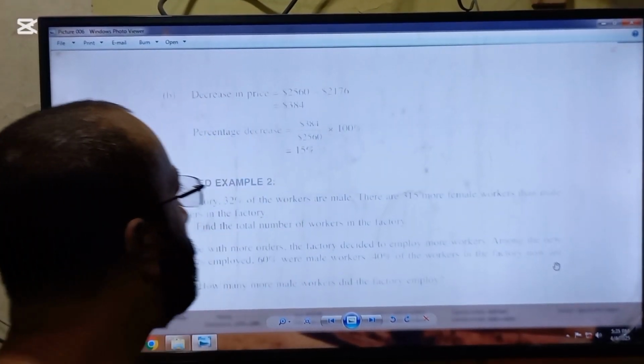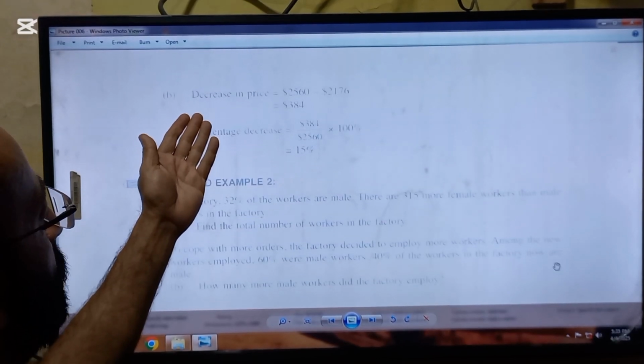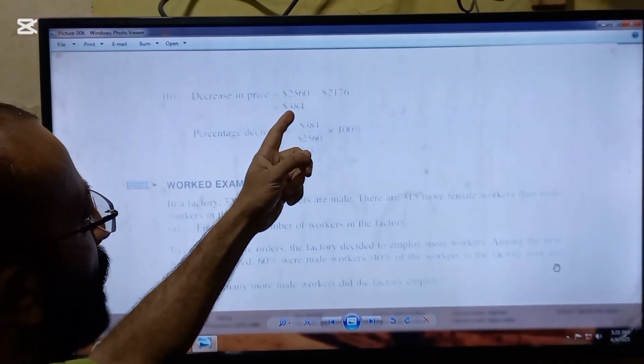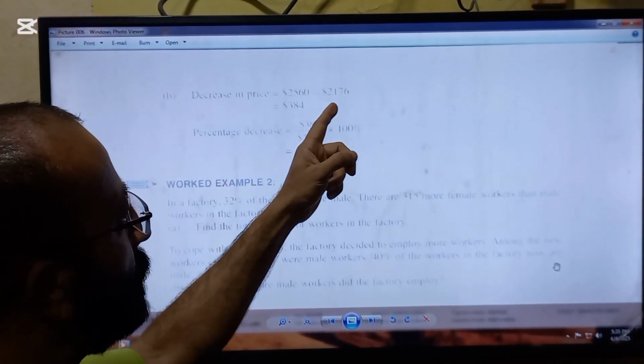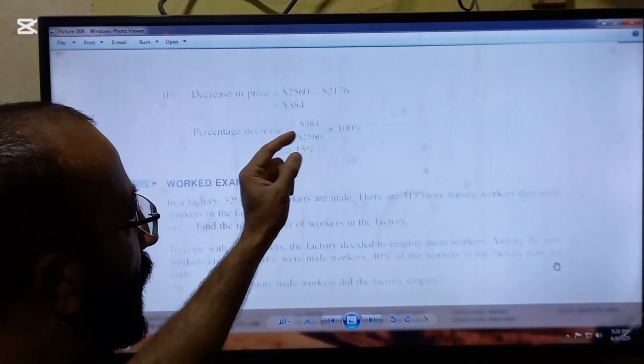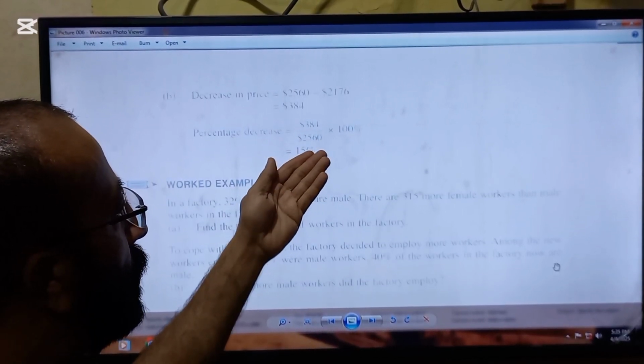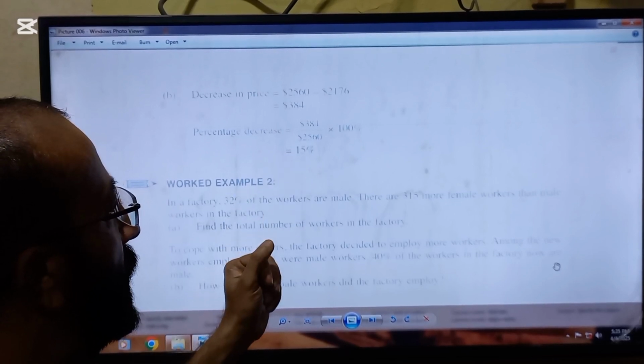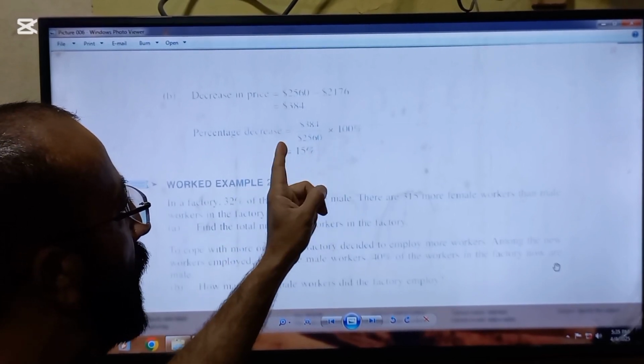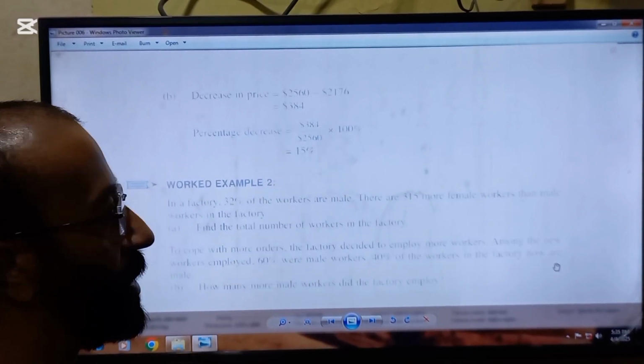Here is the solution of the question. First, we have to find the decrease in the price. That will be found by 2560 minus 2176. So this is the decrease. This should be put in the numerator, and the original price 2560 should be put in the denominator, multiplied by 100%. After cancellation, you will get an answer.